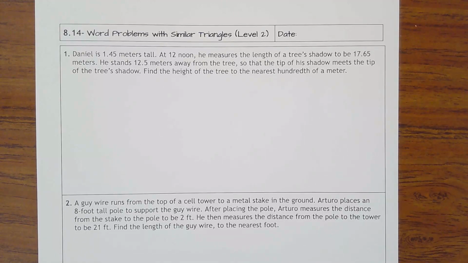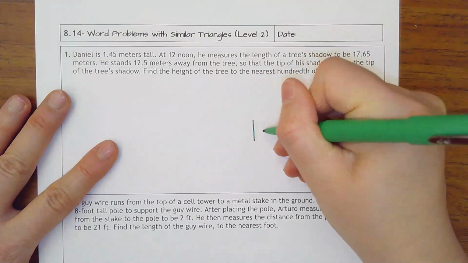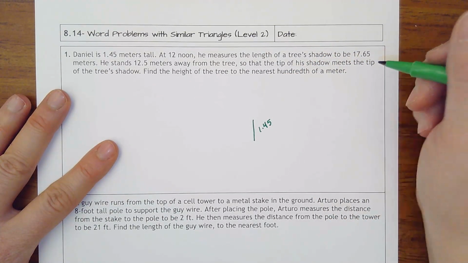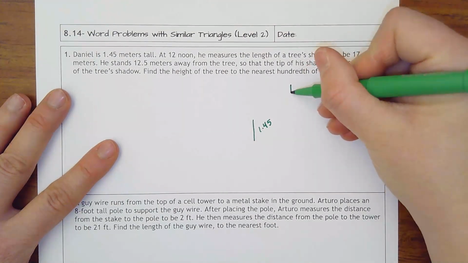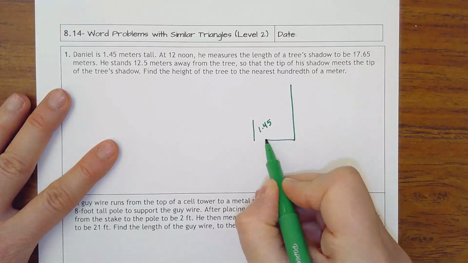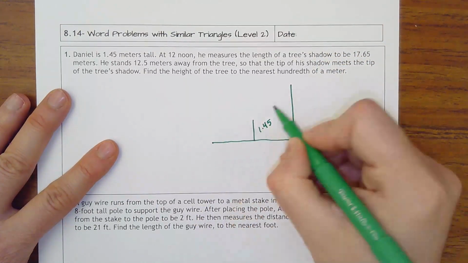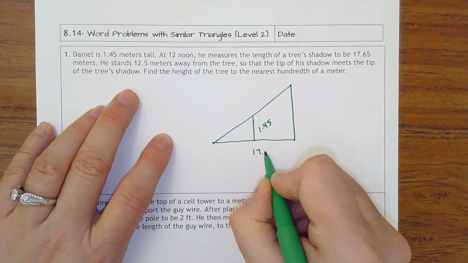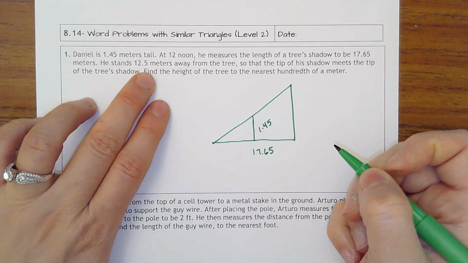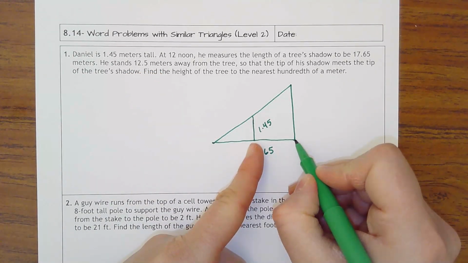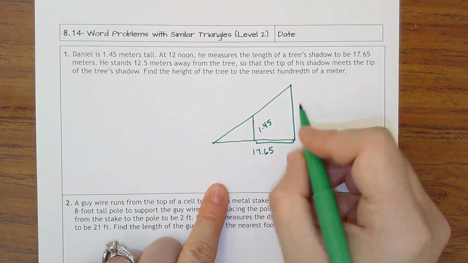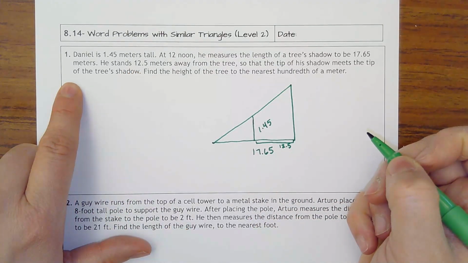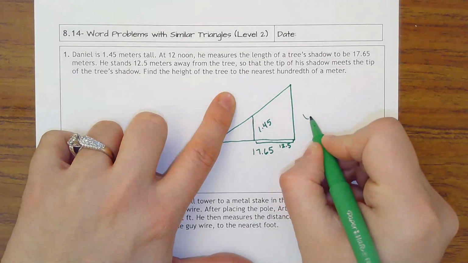Number 1, Daniel is 1.45 meters tall. So I would go ahead and draw him. At 12 noon, he measures the length of a tree's shadow to be 17.65 meters. So I need a tree, and then I need a horizontal distance of 17.65. He stands 12.5 meters away from the tree. So if this is him and this is the tree, this distance here is 12.5. And then the tip of his shadow meets the tip of the tree's shadow. Find the height of the tree to the nearest 100th meter.